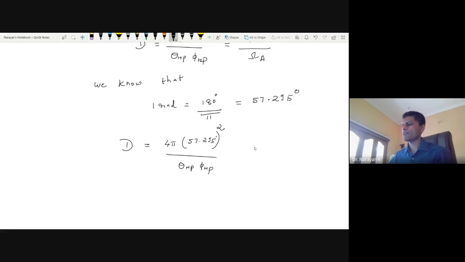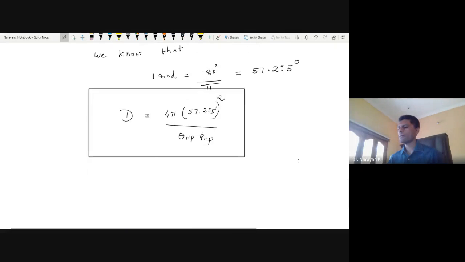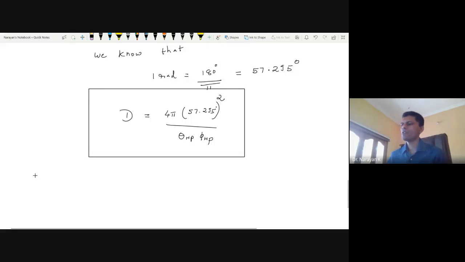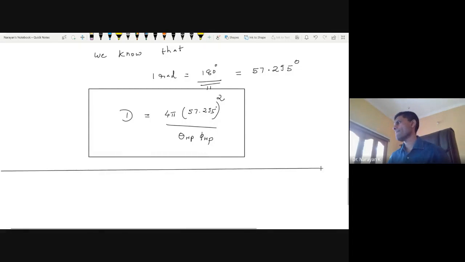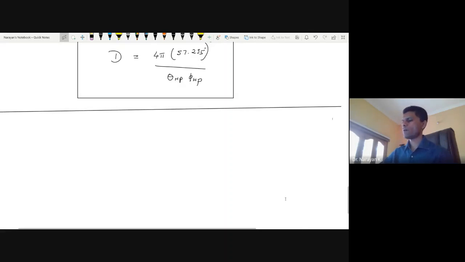Half power beam width in the horizontal plane into half power beam width in the vertical plane. We'll be doing problems on this, so don't get panicked by seeing this equation. We'll be doing sufficient problems to understand all these things. I hope you understood the relationship between the directivity and beam area.